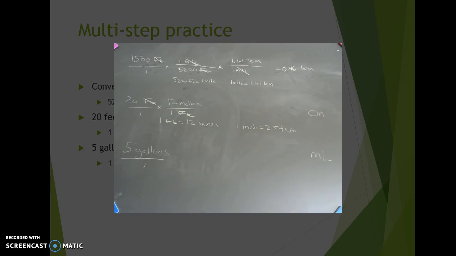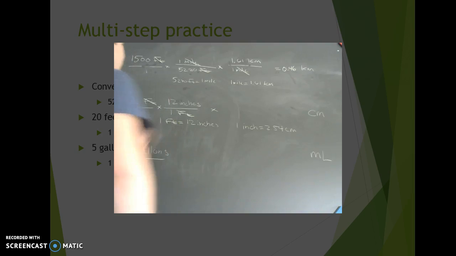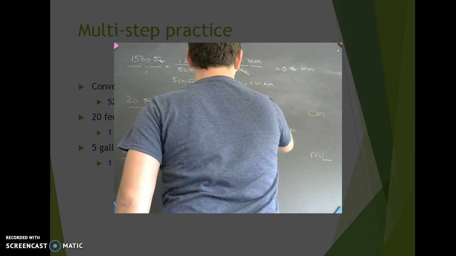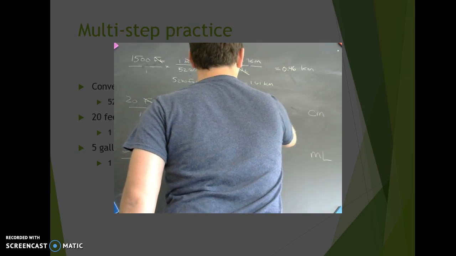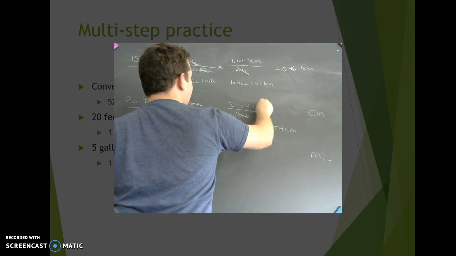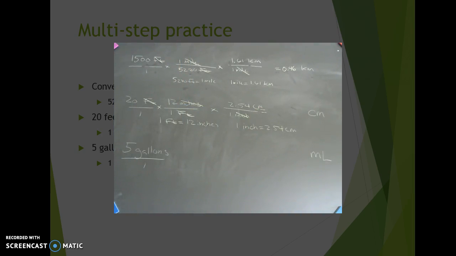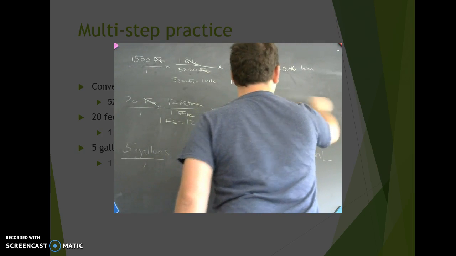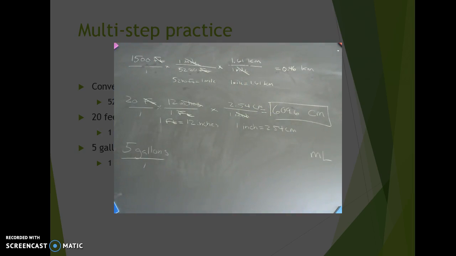Our next fraction, we want inches to cancel out. So because it's up here, we want inches in the bottom. So we wind up with a fraction that looks like this: 2.54 centimeters over 1 inch. Inches cancel, and we're left with centimeters in the numerator, which tells me that we are good to go. Because all of our numbers are on the top, we're going to multiply out. So 20 times 12 times 2.54, which gives us a final answer of 609.6 centimeters.